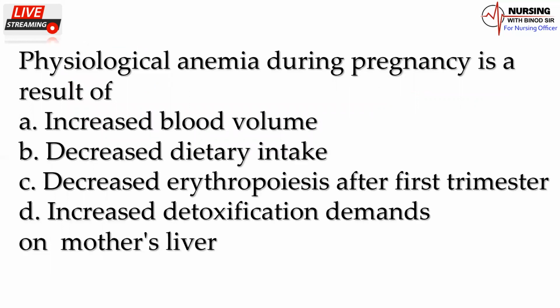Now we'll come back to next question. Physiological anemia during pregnancy is a result of increased blood volume, decreased dietary intake, decreased erythropoiesis after first trimester, D option increased detoxification demand on mother's liver. So what would be the right answer of this question? Here your answer will be the E option, increased blood volume. You all have to remember this one, E option.